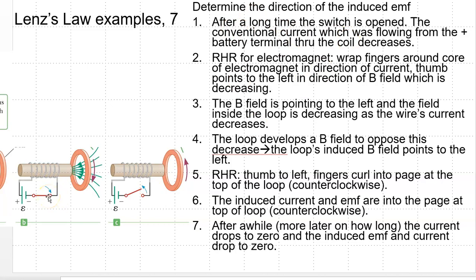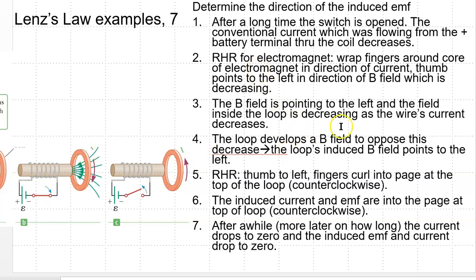The current, which was flowing from the positive battery terminal through the coil, decreases. The right-hand rule for the electromagnet, we wrap the fingers around the core of the electromagnet in the direction of the current. In other words, your fingers go over the top of the coil, like the top of the electromagnet, like this. Your thumb points to the left in the direction of the magnetic field, and because we've cut this now, the magnetic field and the current are both decreasing.